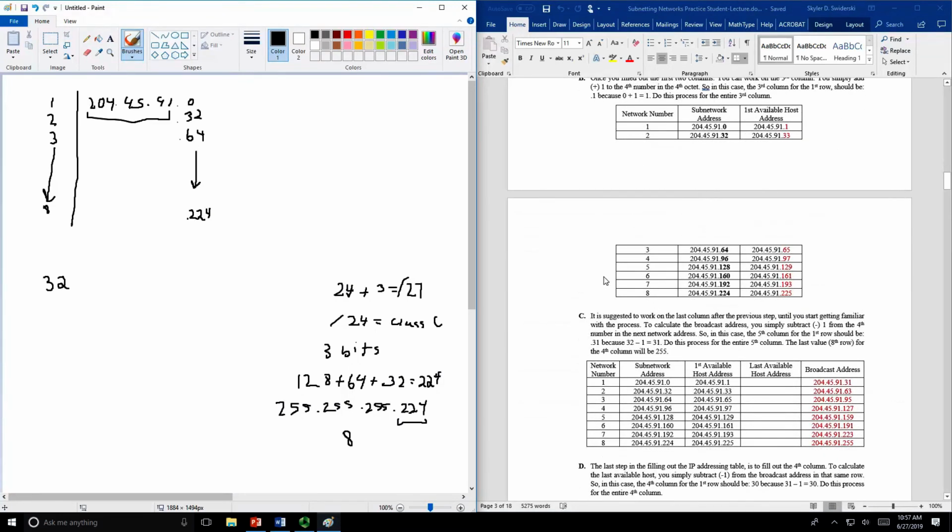Next step is creating the first available host address. This part is very simple. We simply add 1 to the last quadrant here. In this case, our first available host for the first subnetwork would be 204.45.91.1, because we can't give a PC or any end device a subnetwork address. The next one, for the next subnetwork, would be .33, because we simply added 1 to the subnetwork address. Do the rest accordingly.